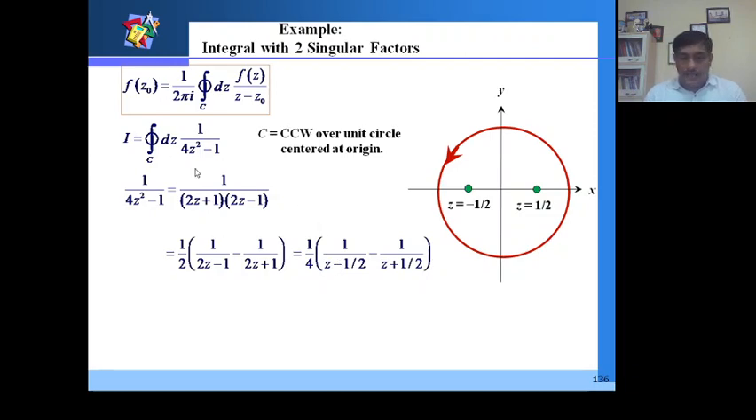Then apply the contour integration. You know that it is 2 pi i, this is also 2 pi i, and 1 minus 1 is 0. 2 pi i is common, we can take it outside. And 1 minus 1 is 0, which is the solution for this problem.